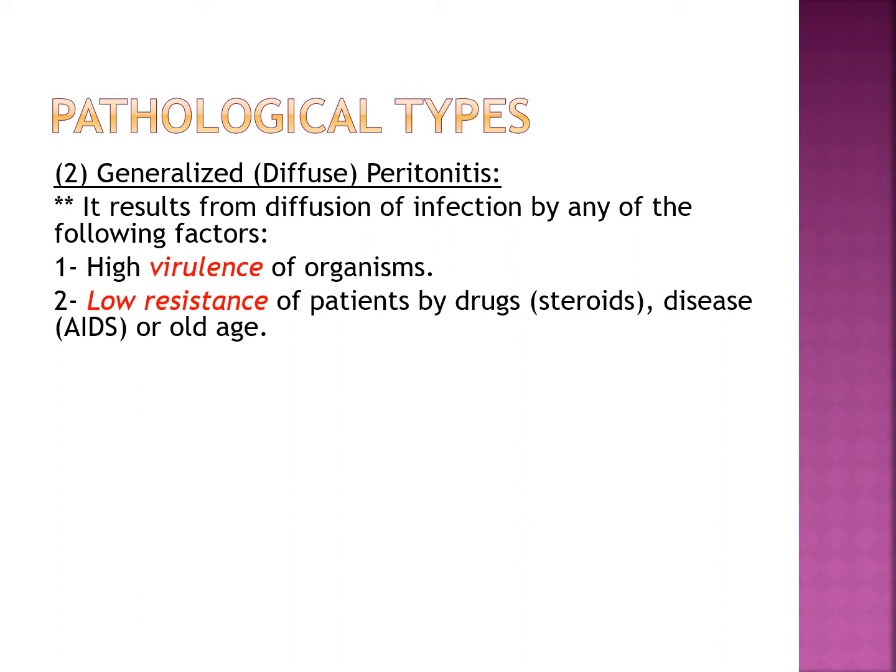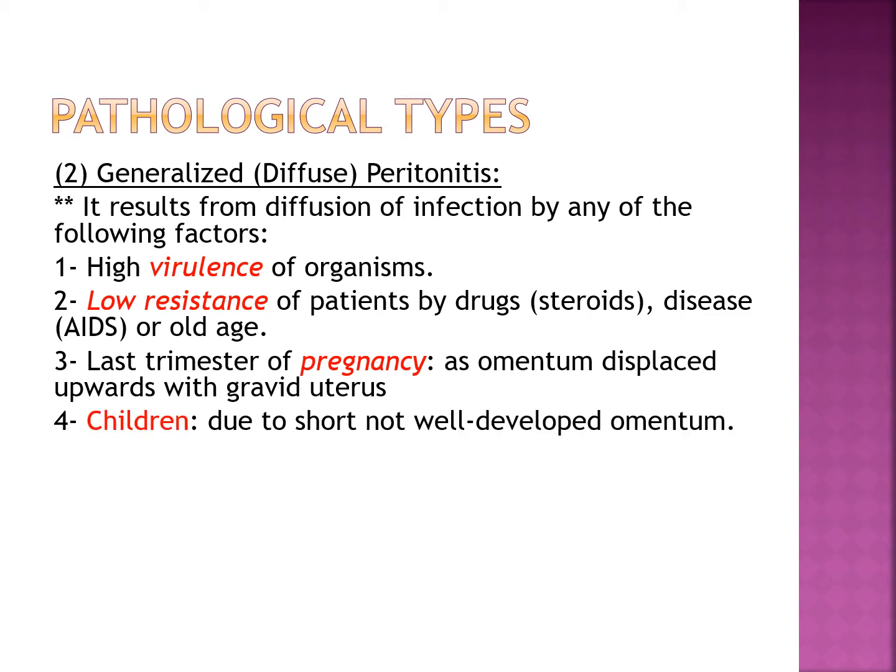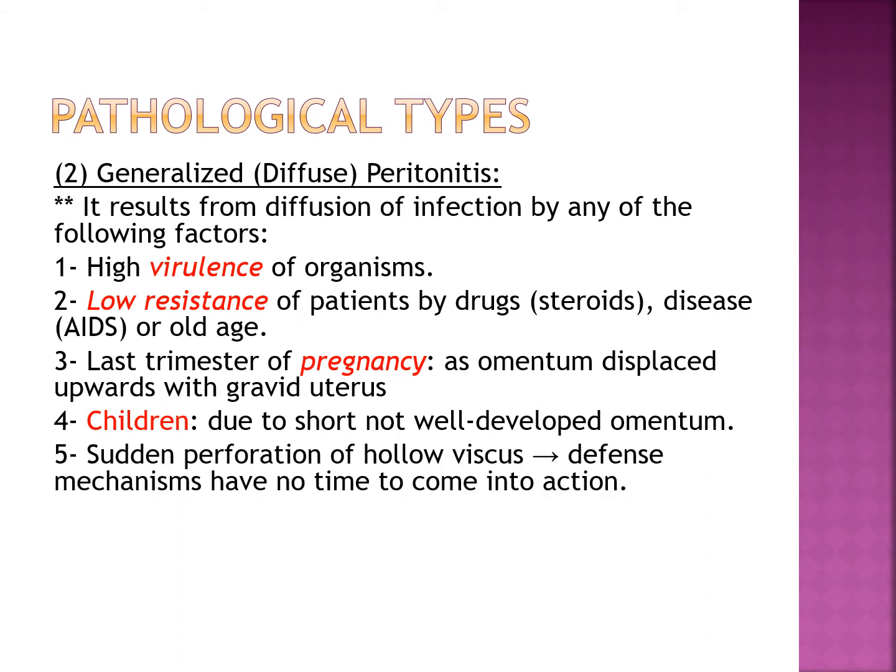For example, in pregnant females, especially in the last months of pregnancy, the omentum is displaced upward by the gravid uterus, or in children where the omentum is not well developed, or sudden perforation of a hollow viscus, and there is no time for these defensive mechanisms to come into action, or the persistence of the focus of infection which is not treated, leading to failure of these localizing symptoms.